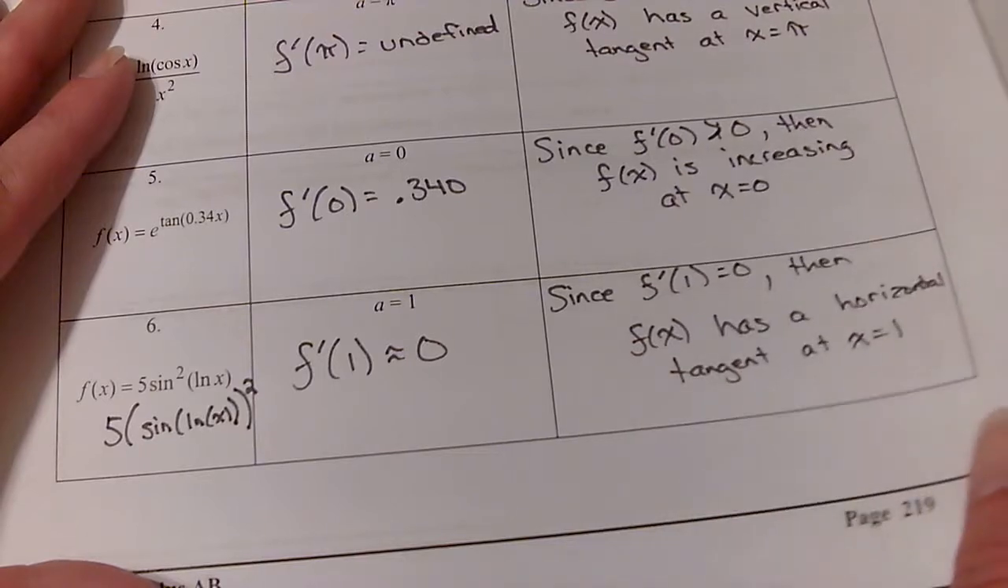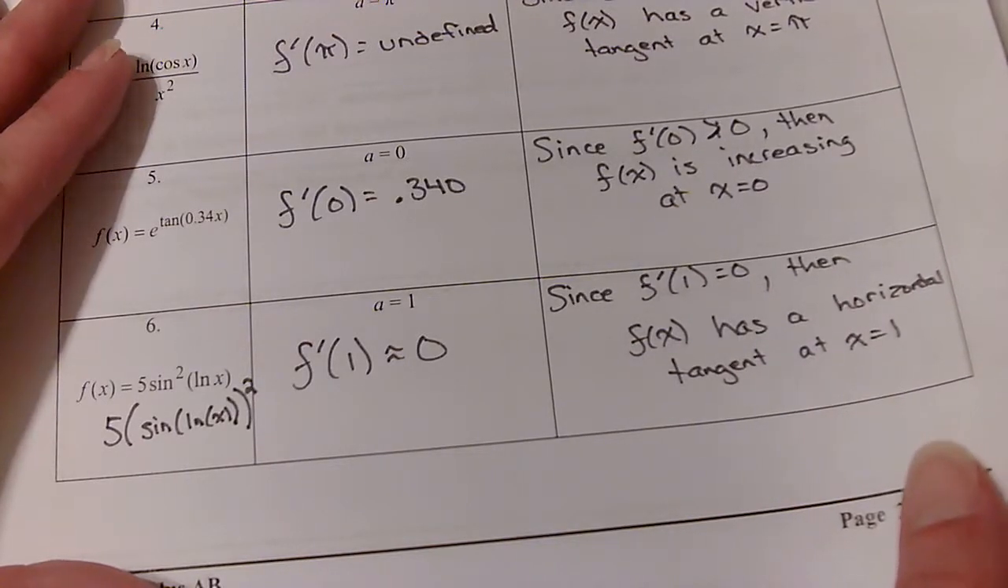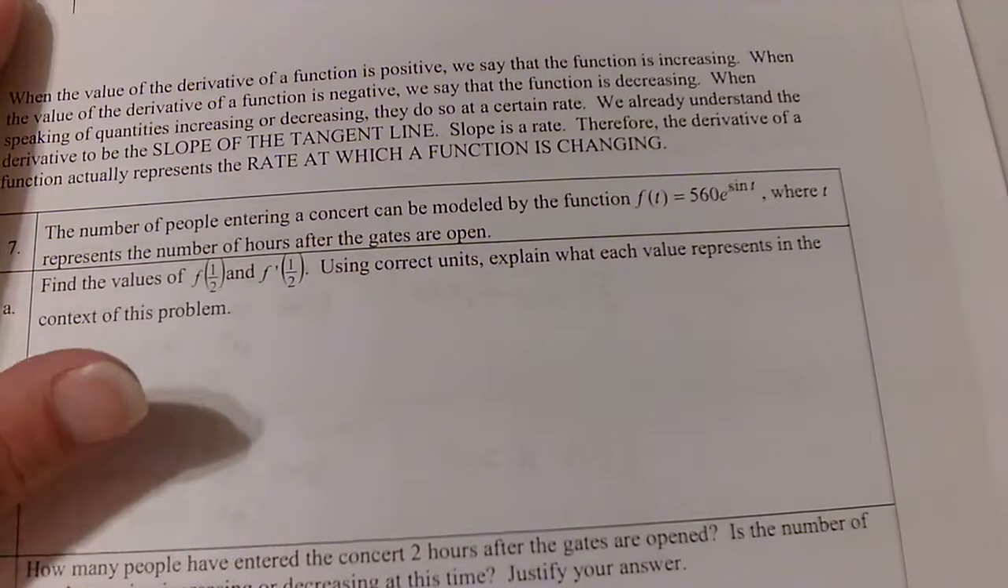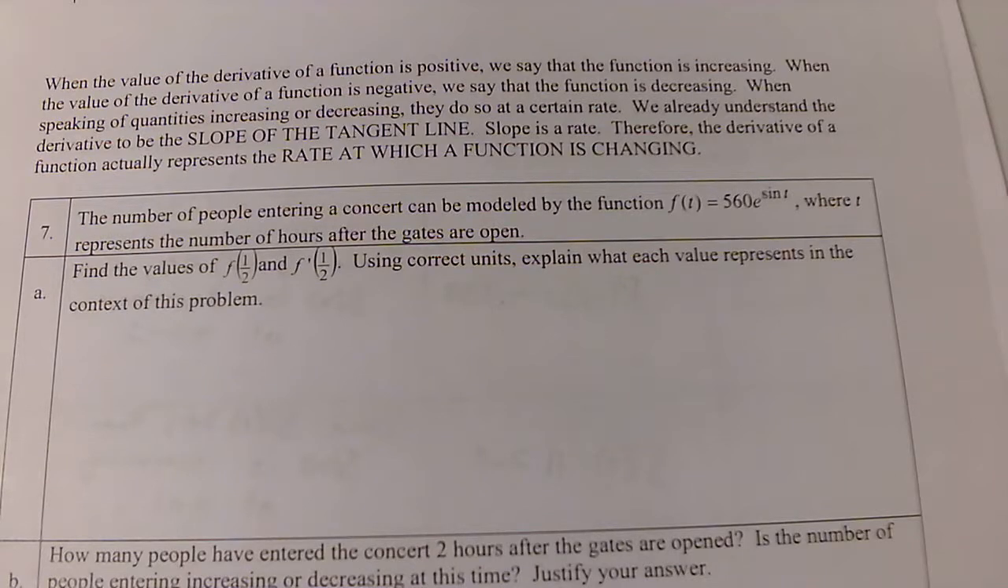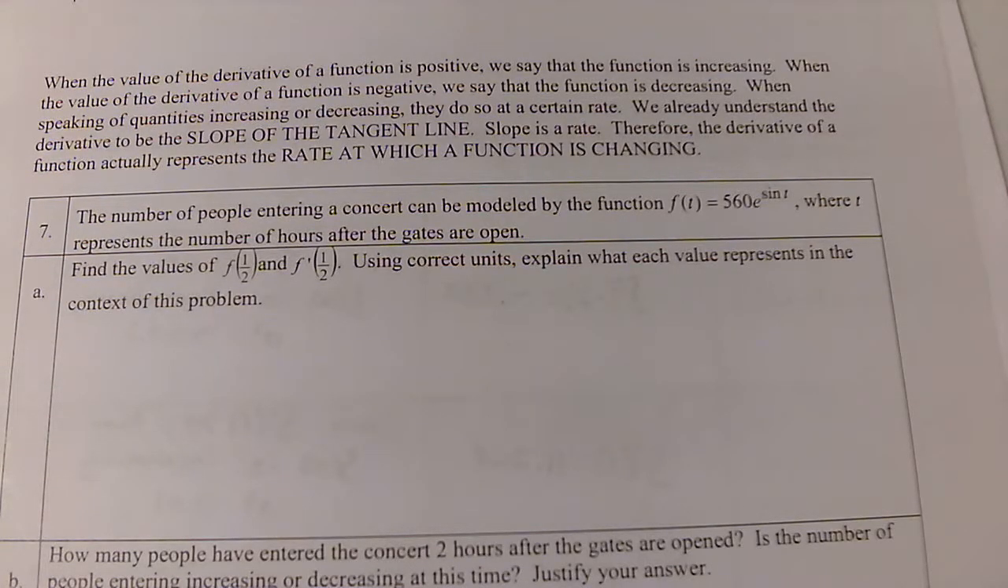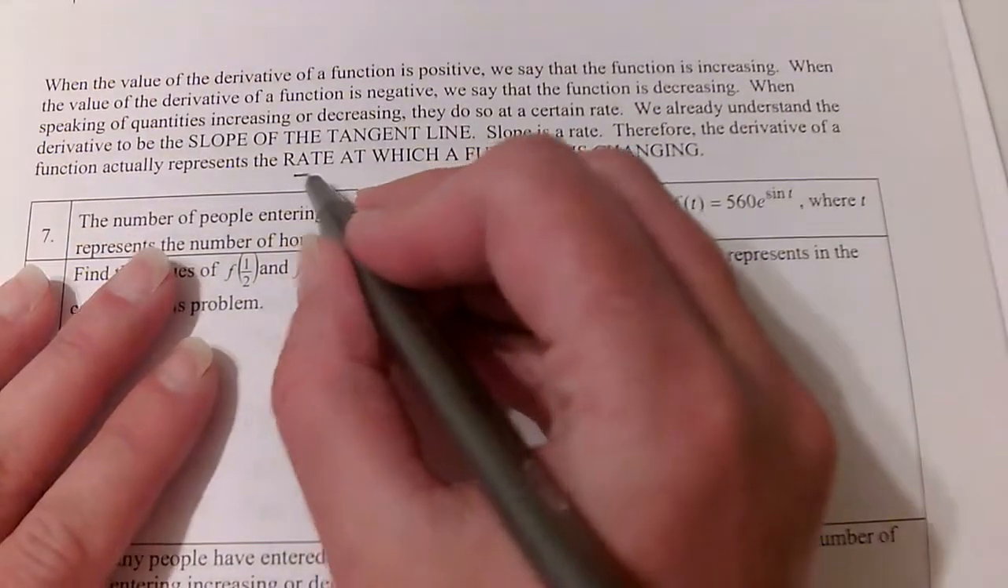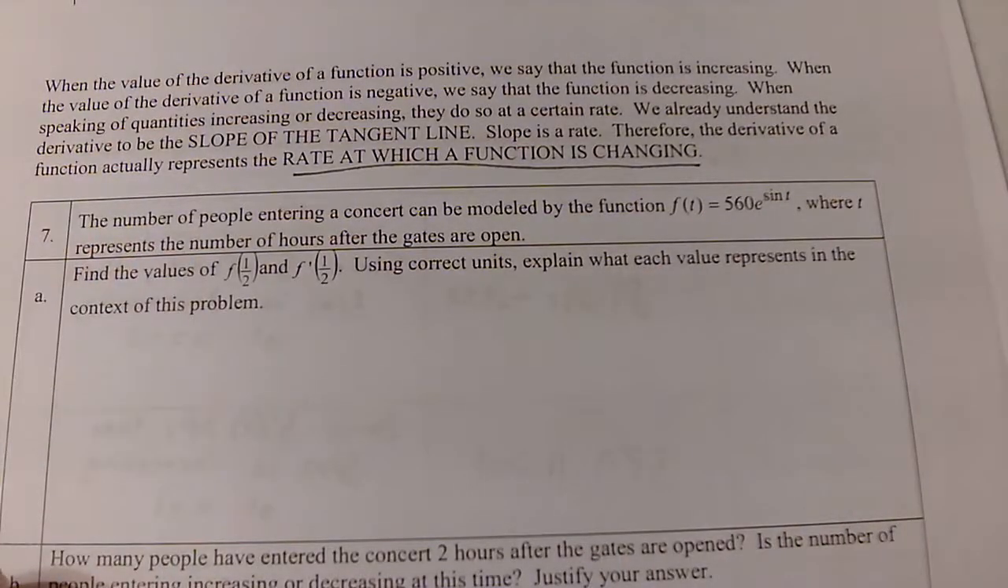The beauty about now knowing how to find the derivative in the calculator is it's going to help us with word problems. So when the value of the derivative is positive, we say the function is increasing. When it was negative, we say it's decreasing. When speaking of quantities increasing or decreasing, they do so at a certain rate. We already understand the derivative is the slope of the tangent line. Remember, slope is your rate of change. The derivative of the function actually represents the rate at which a function is changing.